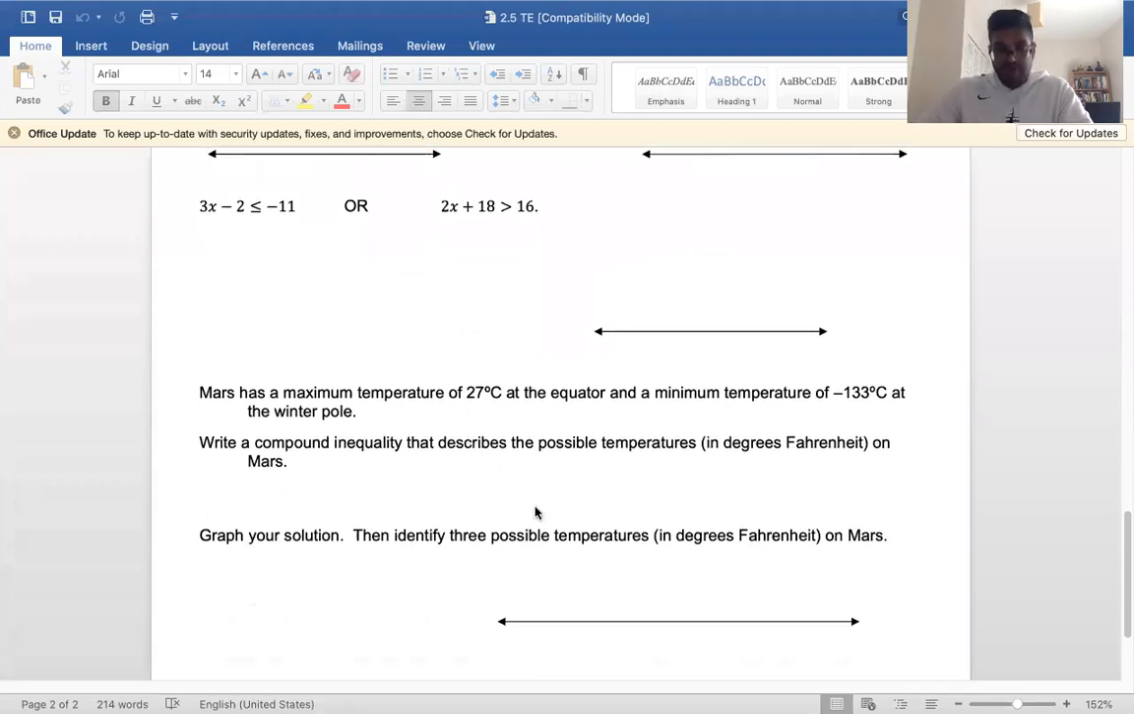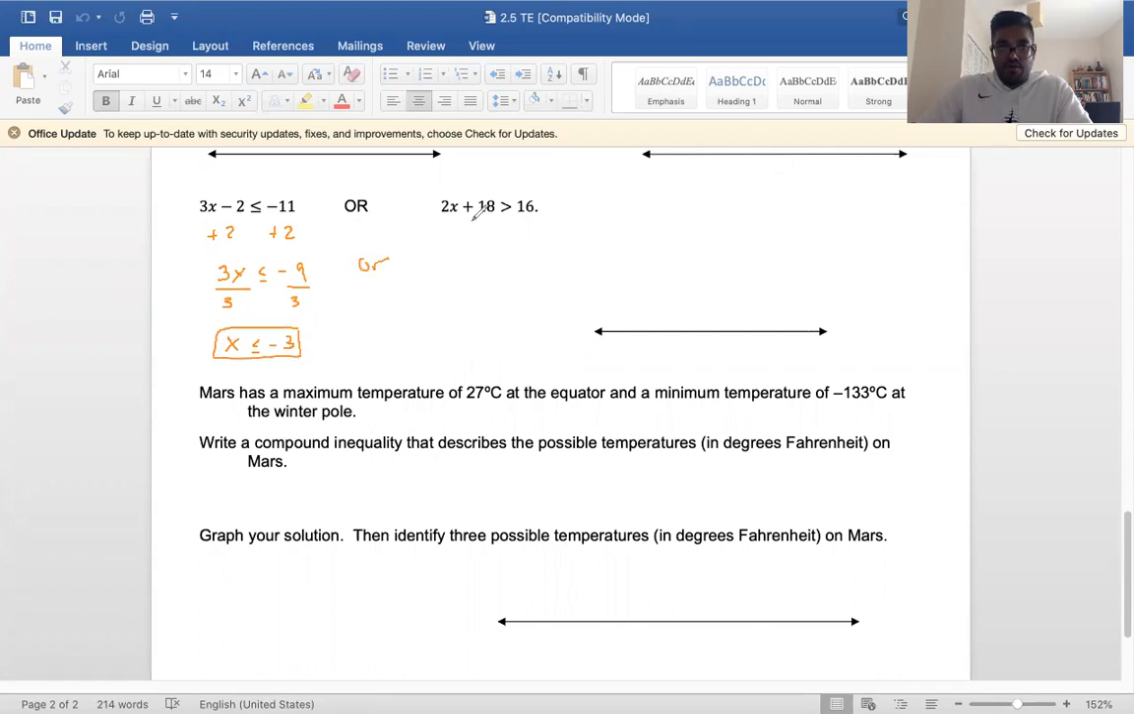Okay, last 2 questions on this video. Here we have just 2 separate inequalities, and we're going to solve each of them individually. Again, you're just solving like you normally would. I'm going to add 2. And you get 3x less than or equal to -9. Divide by 3. x is less than or equal to -3. So that's one solution.